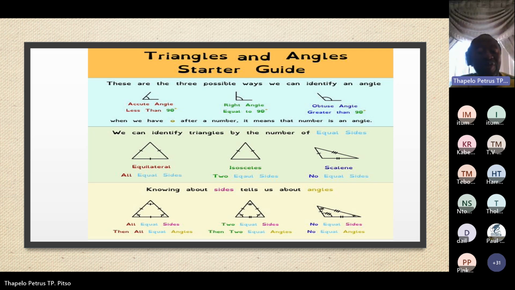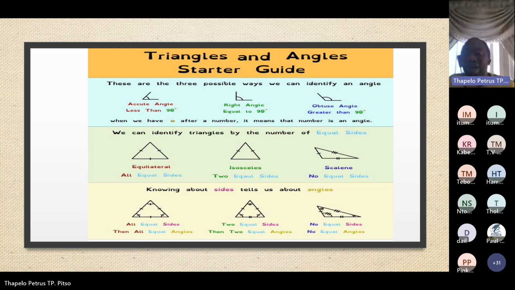We should also be defining our triangles. What kind of a triangle? If it's an acute, anything less than 90 tells you it's an acute angle or triangle. If it's 90 degrees, then it will be a right angle triangle. And anything bigger than 90 degrees is called obtuse. So those three are very, very important in terms of classifying your triangles.